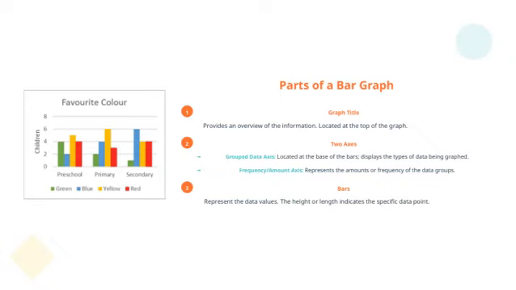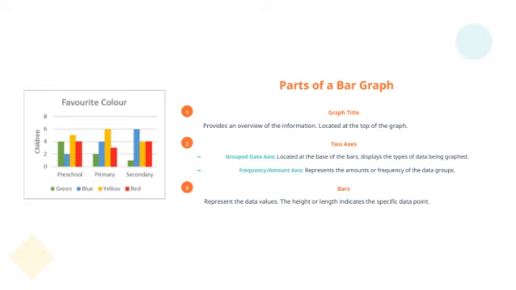Let's take a closer look at the parts of a bar graph. First, we have the bars themselves. The height or length of each bar represents the specific data point, so taller bars indicate higher values, while shorter bars show lower ones. This visual cue makes it easy to compare different data points at a glance.